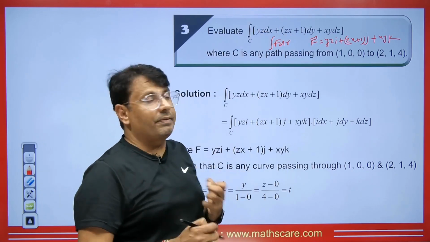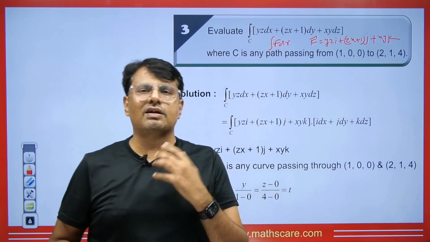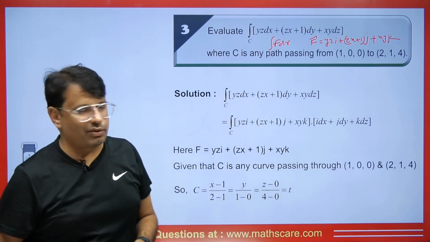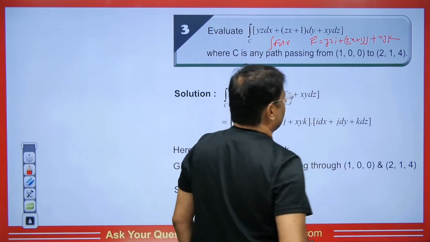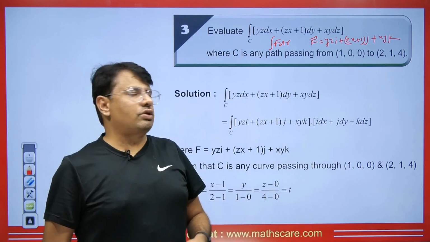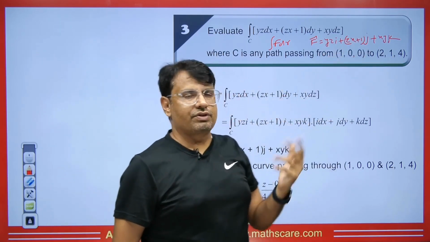The actual problem here is that we have three variables, x, y, and z. So how do we handle this kind of question? Whenever you get such a question, you need to calculate the equation of the line here. We have three variables here and we will calculate the equation of the line.